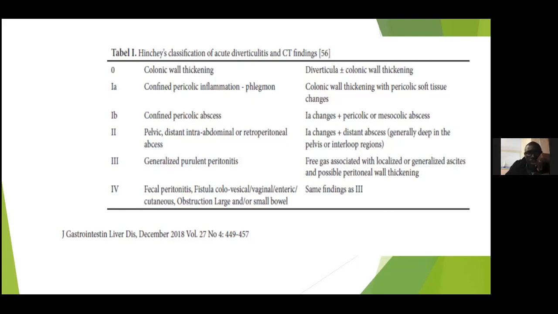So 0 is just colonic wall thickening, and then if it is confined to pericolic inflammation, just a phlegmon alone, that is 1A. Then if we have a confined pericolic abscess, that is 1B. And then if we have overt peritonitis, which is fecal peritonitis with soiling, or you have a fistula, that is 4 in this case. Now, this is important because it guides you in your management as well.